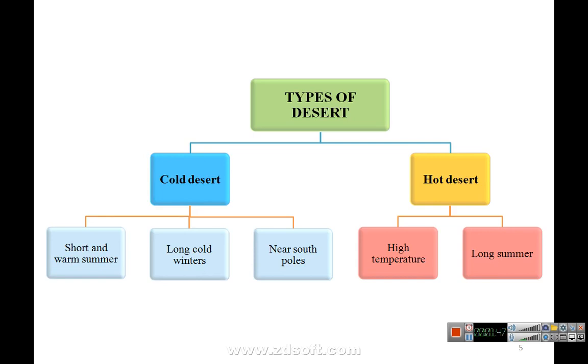Types of desert. There are two types of deserts: cold desert and hot desert. As the name indicates, the cold deserts are those which are near the south pole and have long winters, short and warm summers. On the other hand, hot deserts are those which have high temperature and long summers.